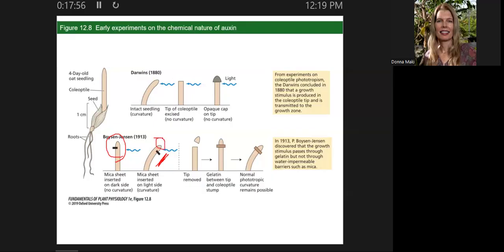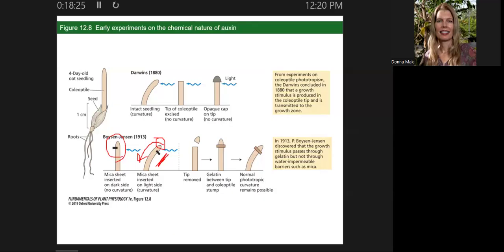So that was a critical experiment where it was saying, okay, we think there's something produced in the tip, and we think that the unidirectional light is telling the plant to go ahead and get that chemical coursing down the so-called dark side of the stem and telling that side of the stem to grow. Grow, grow, grow. And you can imagine if that side of the stem is growing faster than the lit side, that does provide a curvature mechanism. Very simple.